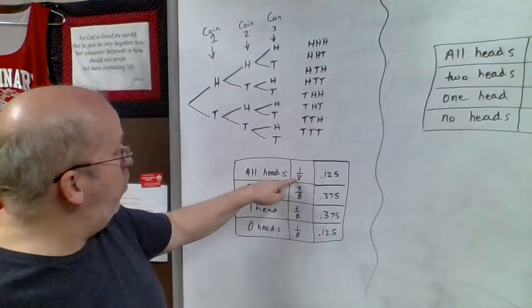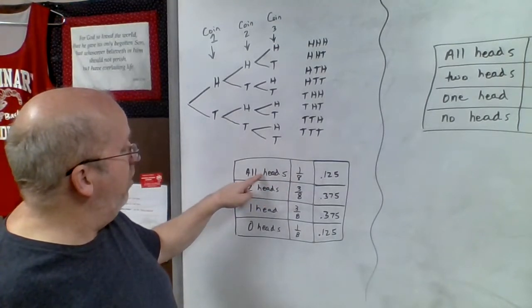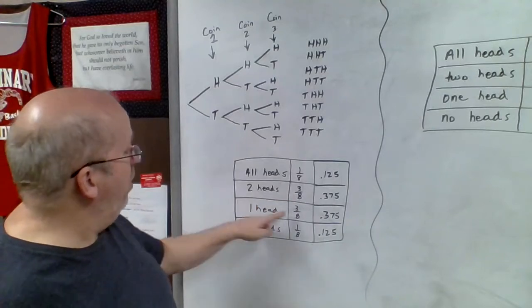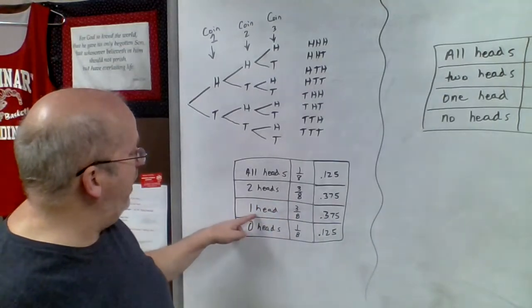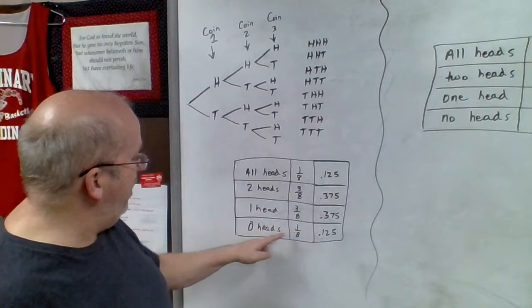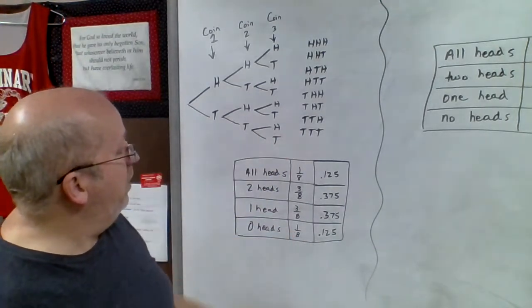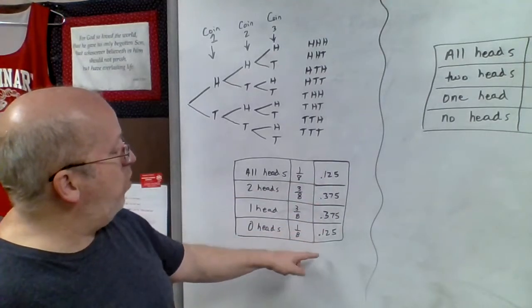1 out of the 8 ways, they landed all heads. 3 out of 8 ways, they landed 2 heads. 3 out of 8 ways, they landed 1 head. And 1 out of 8 times, they landed with 0 heads right here. That's the 1 out of 8. And then I changed them into decimal numbers as well.